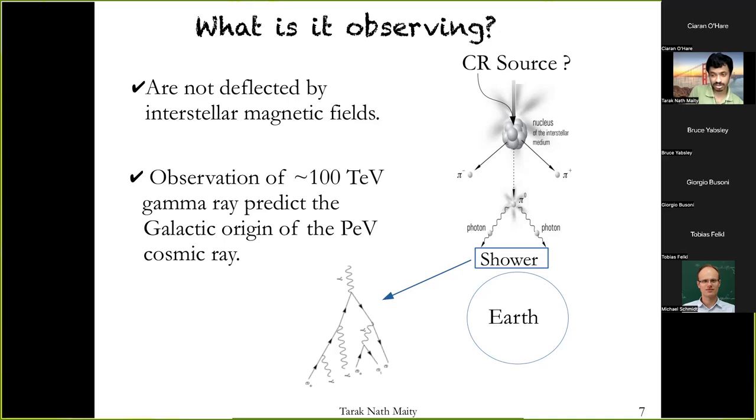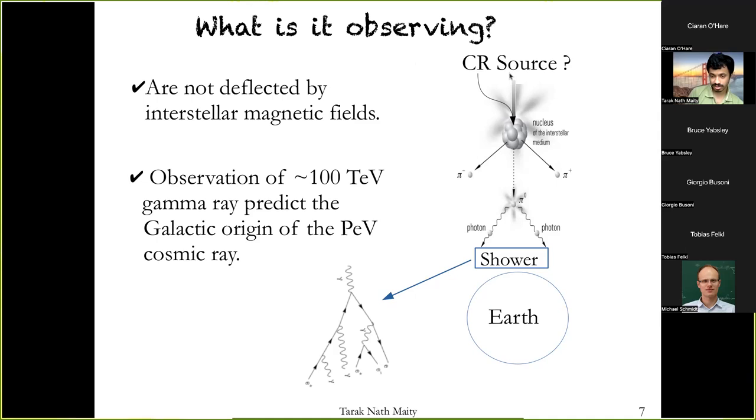And why are we interested in high energy gamma rays? Because gamma rays, being charge neutral, would not be deflected by any intergalactic magnetic field. So they would point back to the source, and in that sense it would be easy to see that source. One such source of high energy gamma rays is given in the right panel figure.